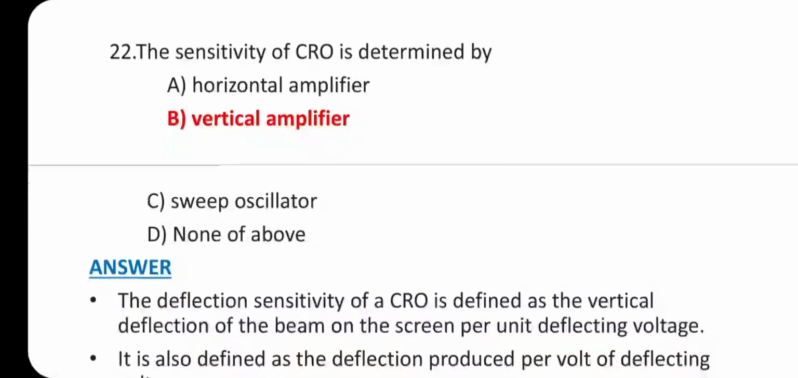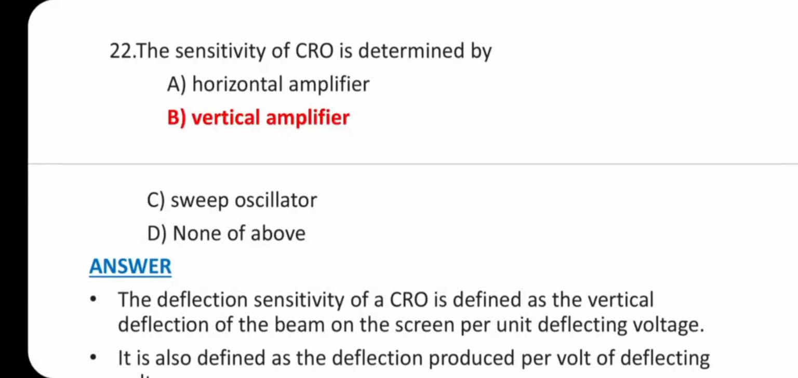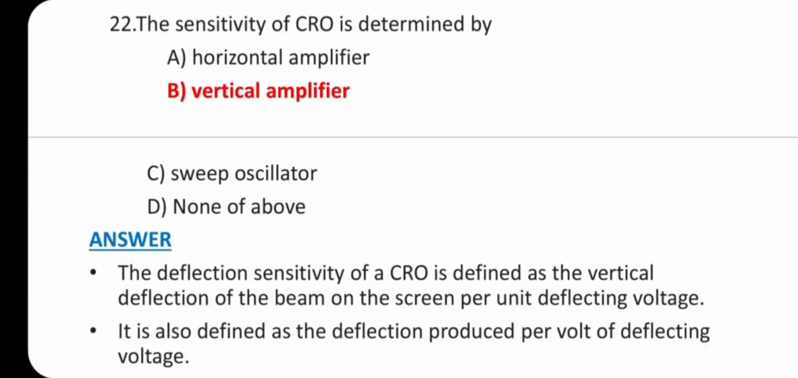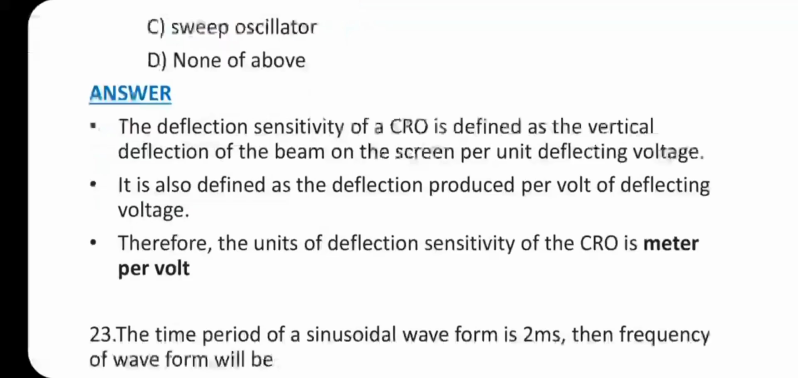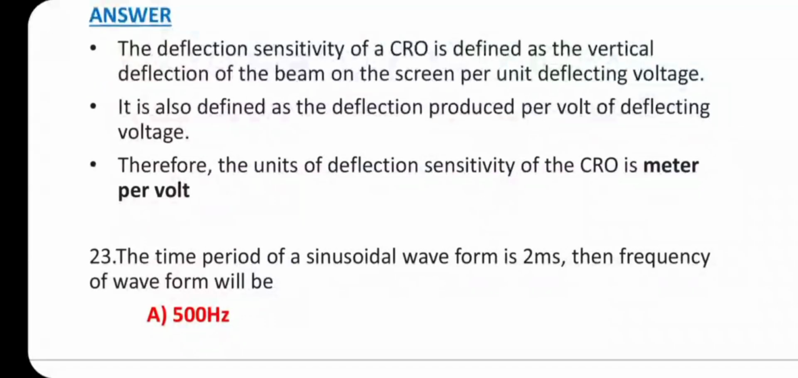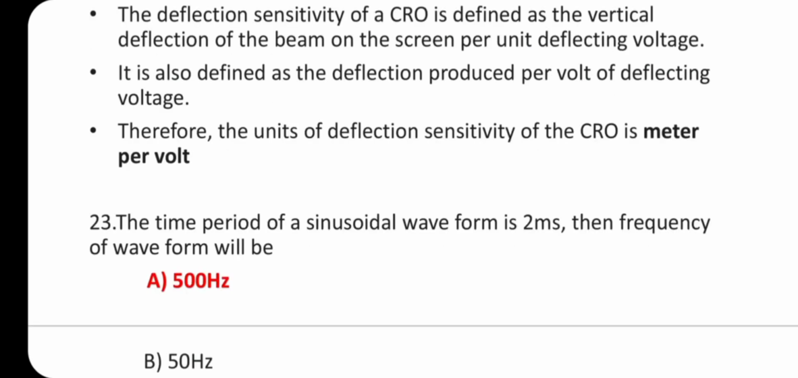Question number 22. The sensitivity of CRO is determined by, answer is option B, vertical amplifier. The deflection sensitivity of a CRO is defined as the vertical deflection of the beam on the screen per unit deflecting voltage. It is also defined as the deflection produced per volt of deflecting voltage. Therefore, the unit of deflection sensitivity of the CRO is meter per volt.